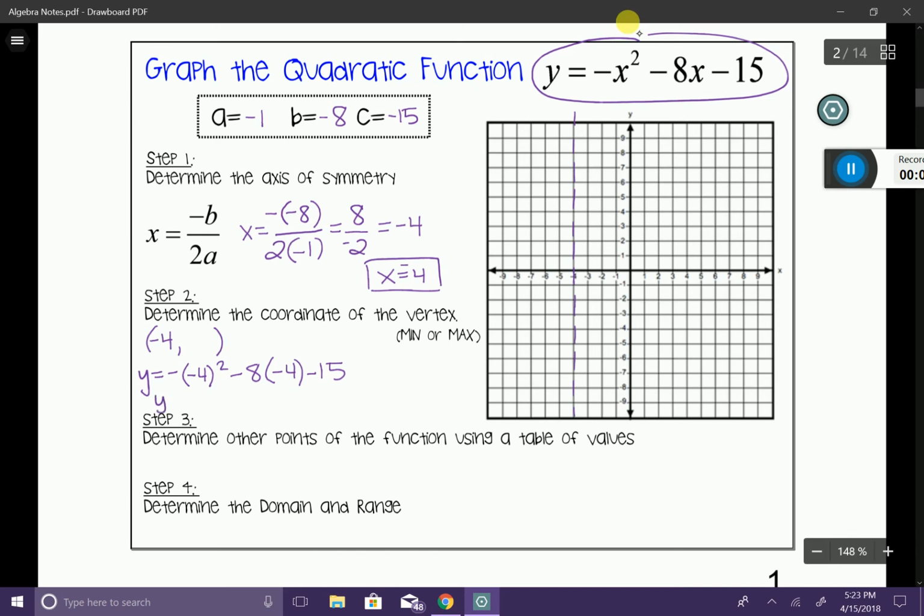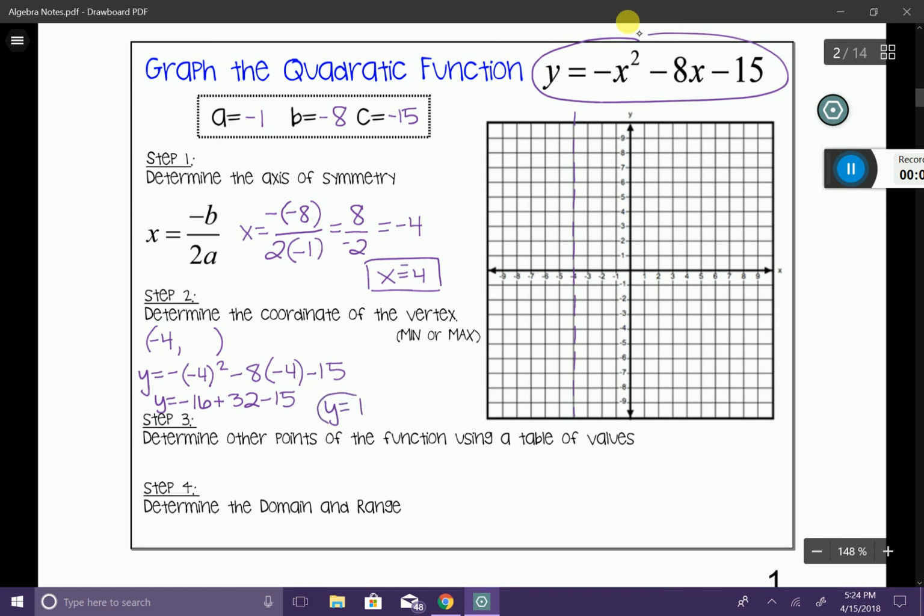So I'm going to say y equals negative 16, right? Because negative 4 squared is 16 with a negative out front. And then I'm going to say plus 32 minus 15. And at this point, I would just go ahead and pop it right into your calculator, and I'm going to get that y is equal to 1.